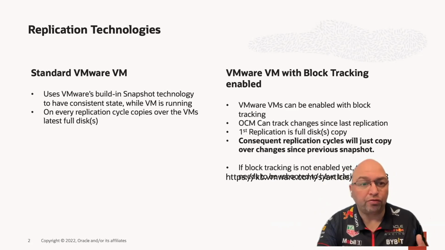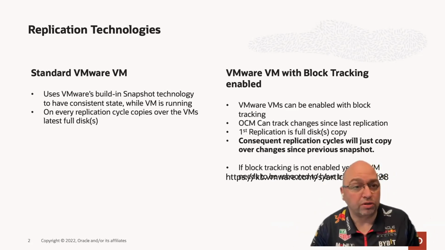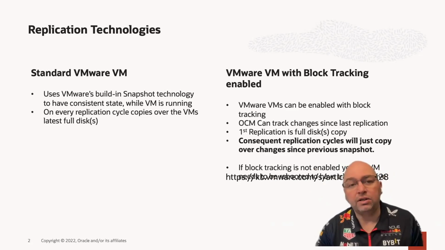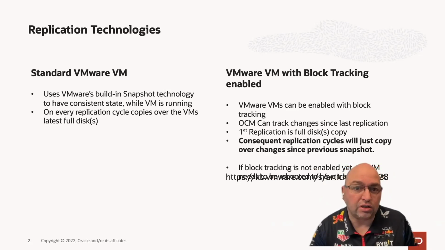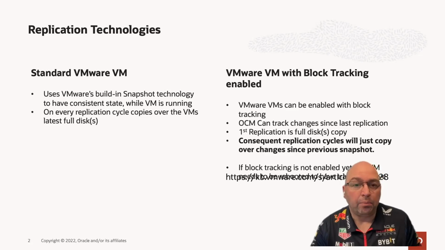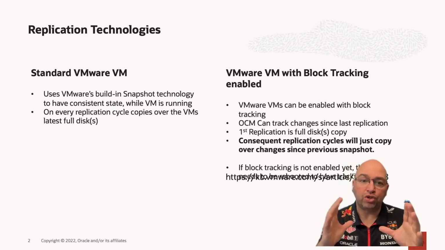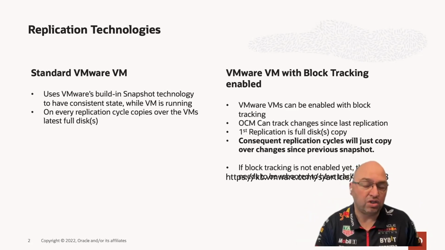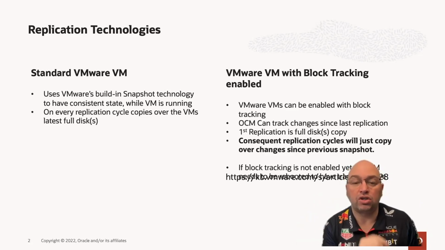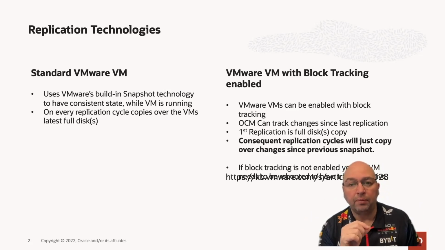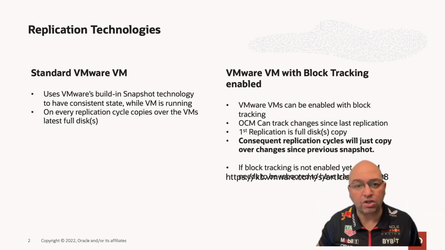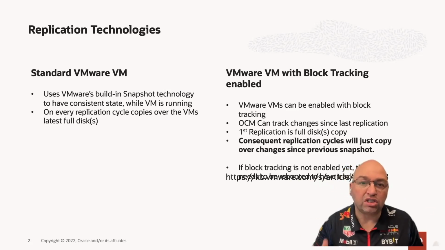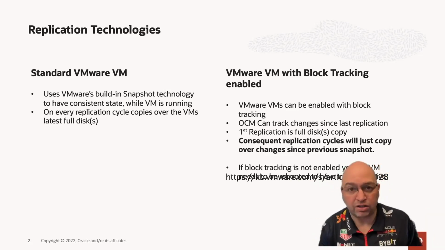Now, this method of replication, of course, is not the most efficient method. So there is another method that we highly suggest that you use, and that is by enabling VMware's functionality called block tracking. Block tracking allows a virtual machine's disk to record which blocks are being changed. By enabling this on a virtual machine, it means that every time we do a replication cycle, we can just replicate the delta, the changes that have been made since the last replication cycle.